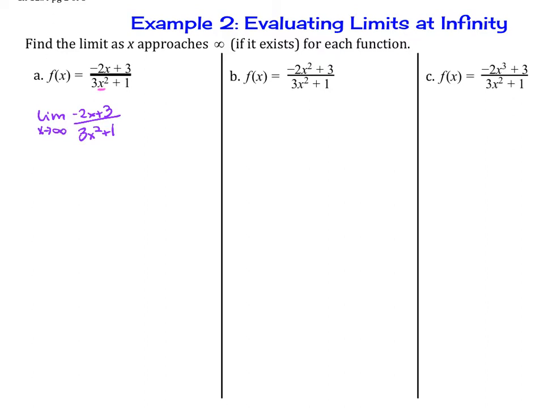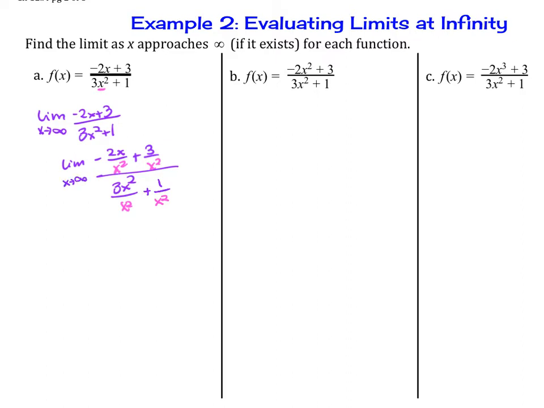So this is going to be the limit of negative 2x over x squared plus 3 over x squared, divided by 3x squared divided by x squared plus 1 over x squared. Then we evaluate each limit at infinity, as x approaches infinity.